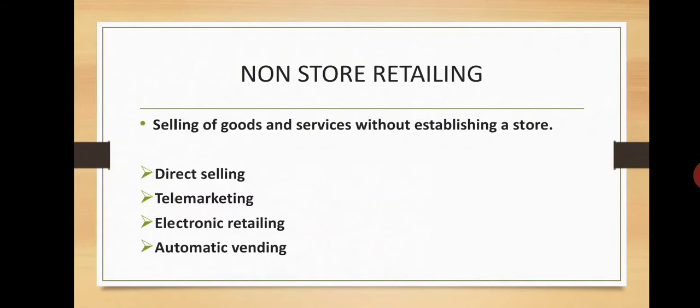And next is automated vending. Automated vending, we have already learned this in classification of retailing under non-store retailing. Automated vending is a machine which has a currency validator. There is no human interaction.